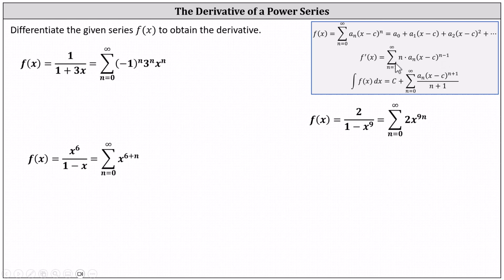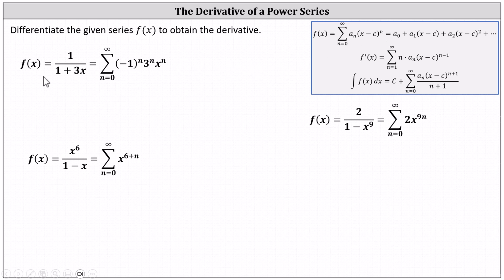Notice this is just the power rule of differentiation, where we multiply by n and then subtract 1 from n to get the new exponent. But also notice the index for f of x starts at n equals 0, and for f prime of x it starts at n equals 1. This is because for the power series for f of x, the first term is a sub 0, some constant, and we know the derivative would be equal to 0.